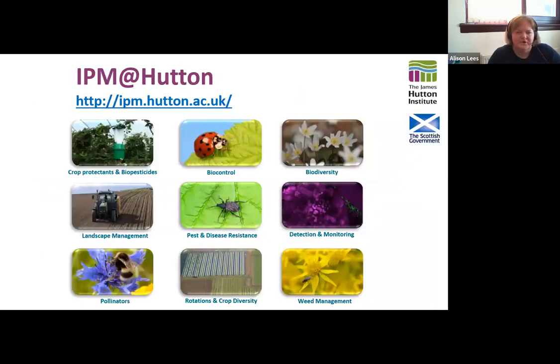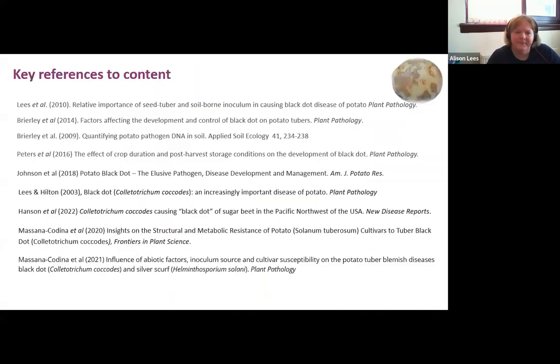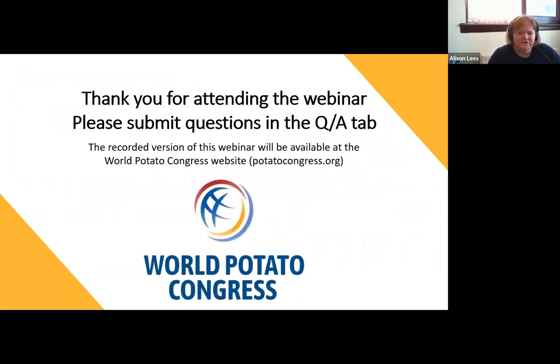So these IPM approaches fit in with the mission of IPM at Hutton, which is a working group at the James Hutton Institute, working towards developing IPM strategies across a number of crops, including potatoes. I've added some of the key references to the presentation so that you can refer back to them if you wish to. And with that, I would like to draw to a close, remind you once again that the recording will be made available and also a PDF, and invite you to submit your questions in the Q&A tab.